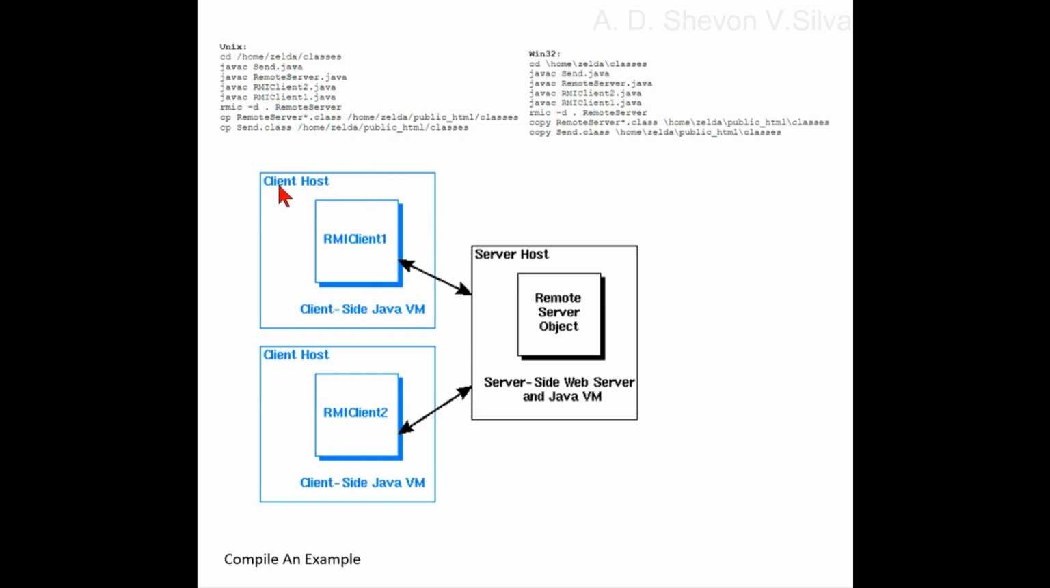So here you can see remote client 1 is inside the client host, client side Java VM, remote client 2 is in the client host, client side Java VM here, and the remote server object is in the server host, the server side web server and Java VM. RMI client 1 interacts with the server host and RMI client 2 interacts with the server host.